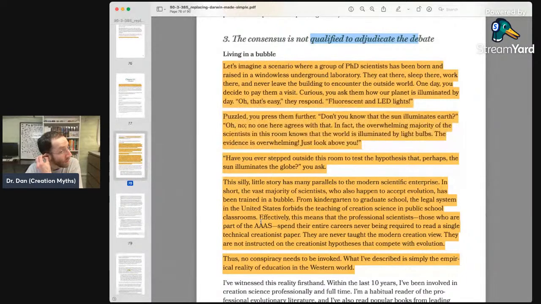Effectively, this means the professional scientists, those who are part of the AAAS, spend their entire careers never being required to read a single technical creationist paper.